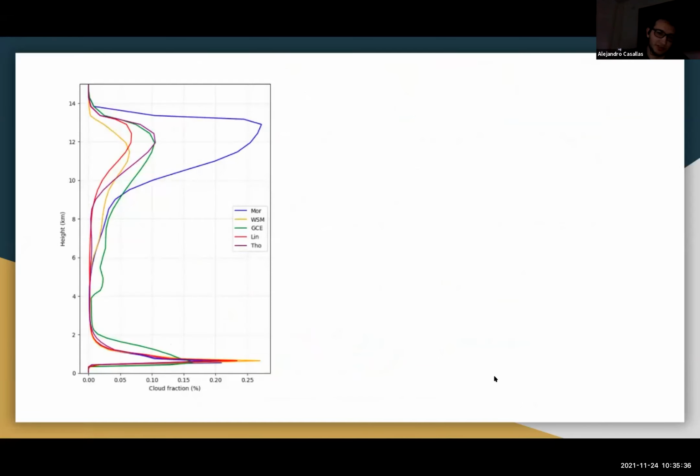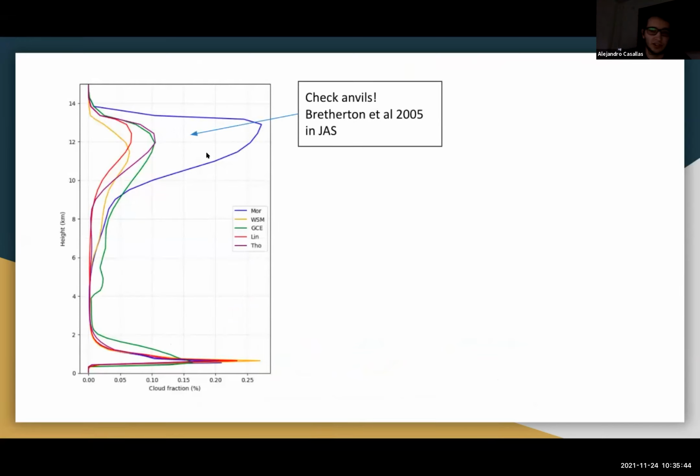And there are several reasons that could be producing this. One of them is the anvils. Bretherton, in a seminal paper in JAS, showed that the anvils are really important to prevent or make quicker the organization. So we can change the anvils. And how can we change the anvil? Changing the fall speed of ice. So if we change the fall speed of ice in one or two of these schemes and see what happens, we can know how sensitive they are to organization. And we can prevent it, no? That's what we are looking for.